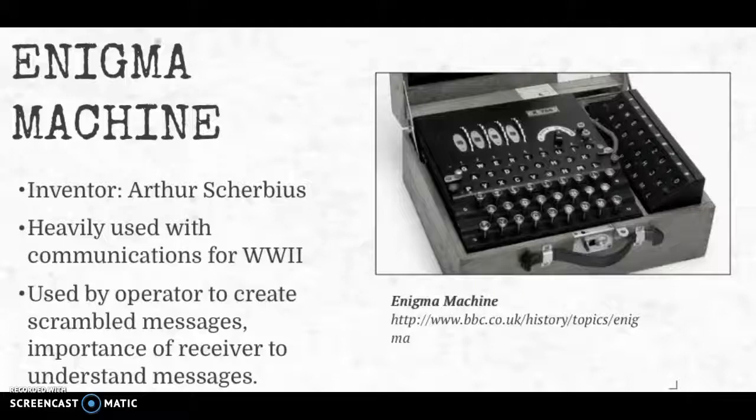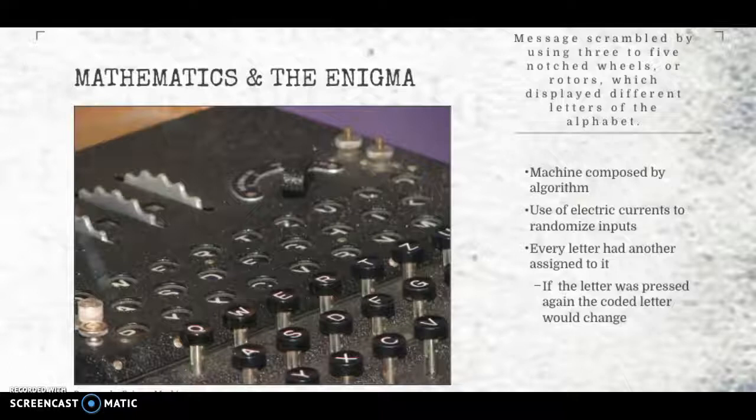It is used by an operator to create scrambled messages. The importance is behind the receiver being able to understand those messages. The Enigma machine allowed an operator to type in a message. Then it would be scrambled using the 3 to 5 notched wheels, or rotors as they'll be referred to, which displayed different letters of the alphabet. For the receiver, it was ideal and incredibly important to know the exact setting of the rotors in order to create the decoded text.